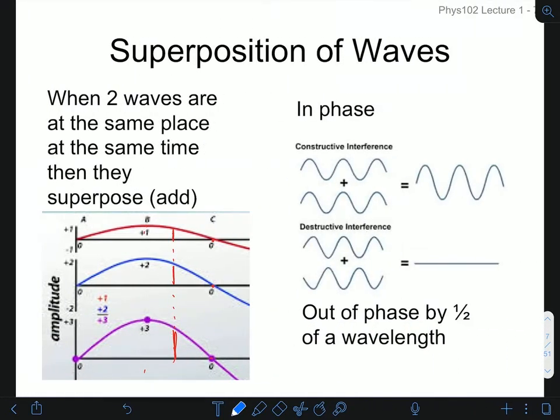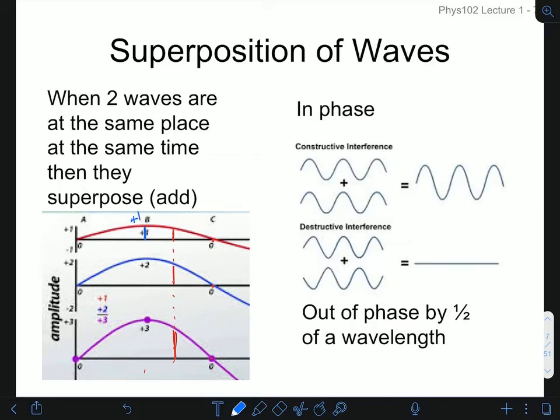So let's take a moment to talk about superposition of waves. Remember from Physics 120 or the last physics class that whenever you have two waves that are at the same place at the same time, then they add. And we call that superposition. And they add exactly place per place.